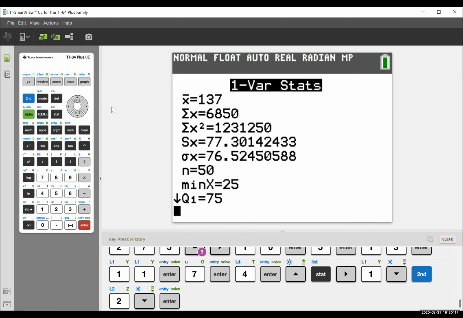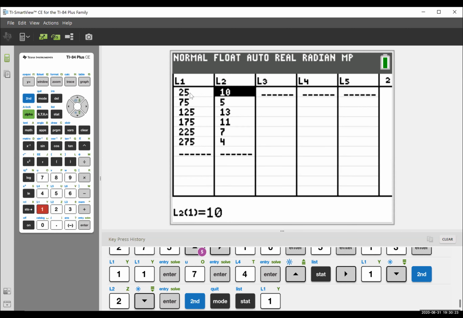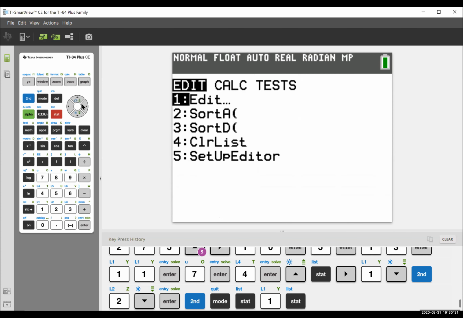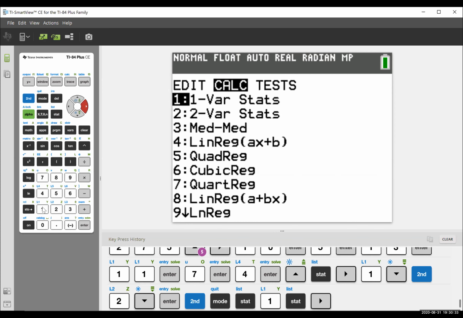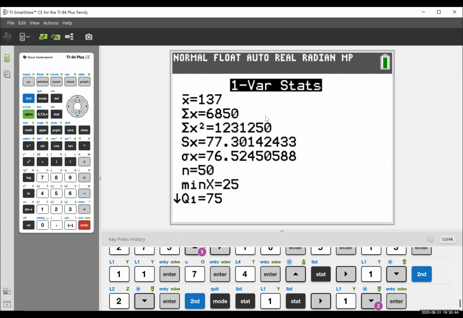So again, make sure that you enter L1 is your X, meaning the class midpoints, and then the frequencies into L2, and then stat calc 1, L1, and frequency list is L2. Calculate, you will get this.